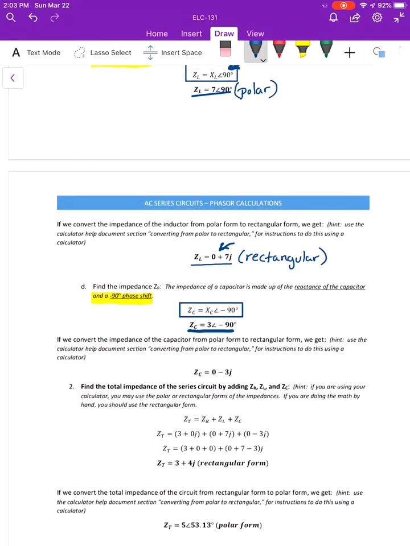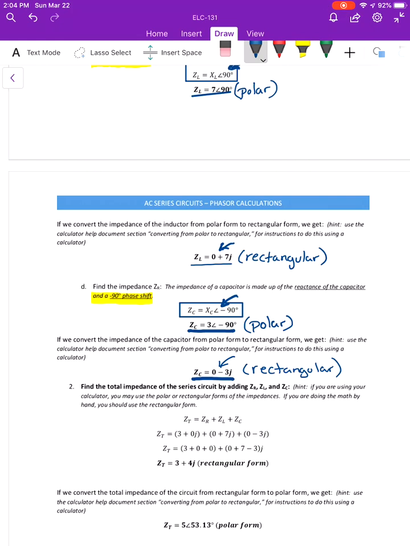So we're going to have 3 at negative 90. That again is the polar form. And then if we convert it to rectangular, we get 0 minus 3J. So the minus 90 correlates to our minus J.